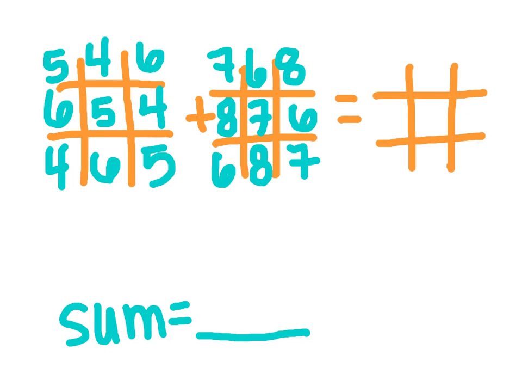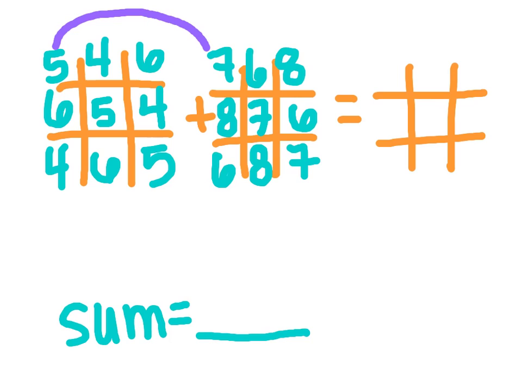We're going to start Chapter 3, Lesson 3 Review. The first section is called Number and Operations. We need to add the magic squares. Write the sum for the new magic square when we're done. So what we need to do first is add the corresponding squares together.